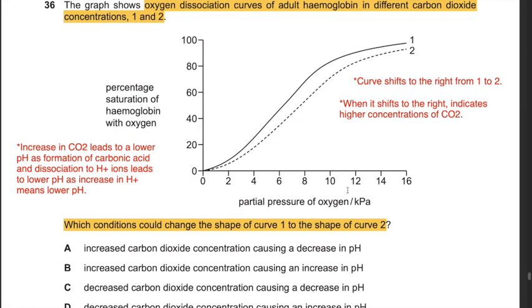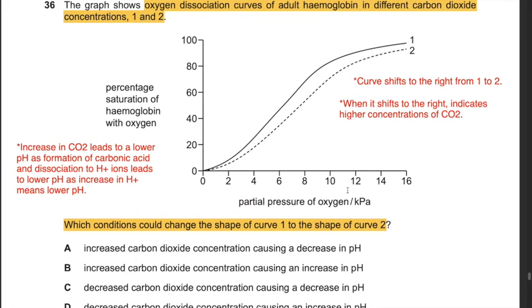Hence the answer being either A or B, because A or B mentions increased carbon dioxide concentration, which is correct as it causes the shape of the curve to shift from 1 to 2. Increase in carbon dioxide leads to a lower pH due to formation of carbonic acid, and dissociation to H plus ions leads to lower pH as well, and increase in H plus means lower pH. Therefore, the answer being A.